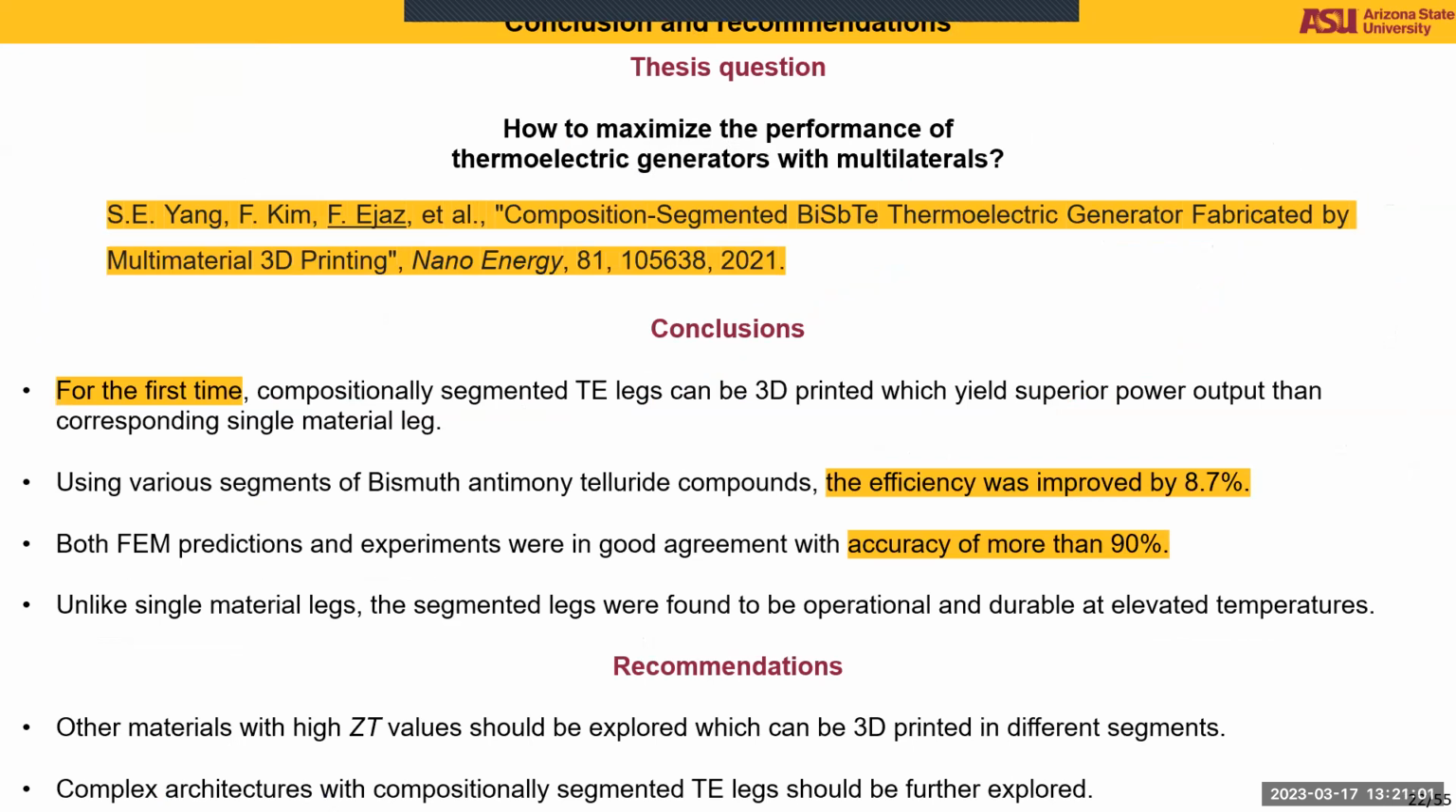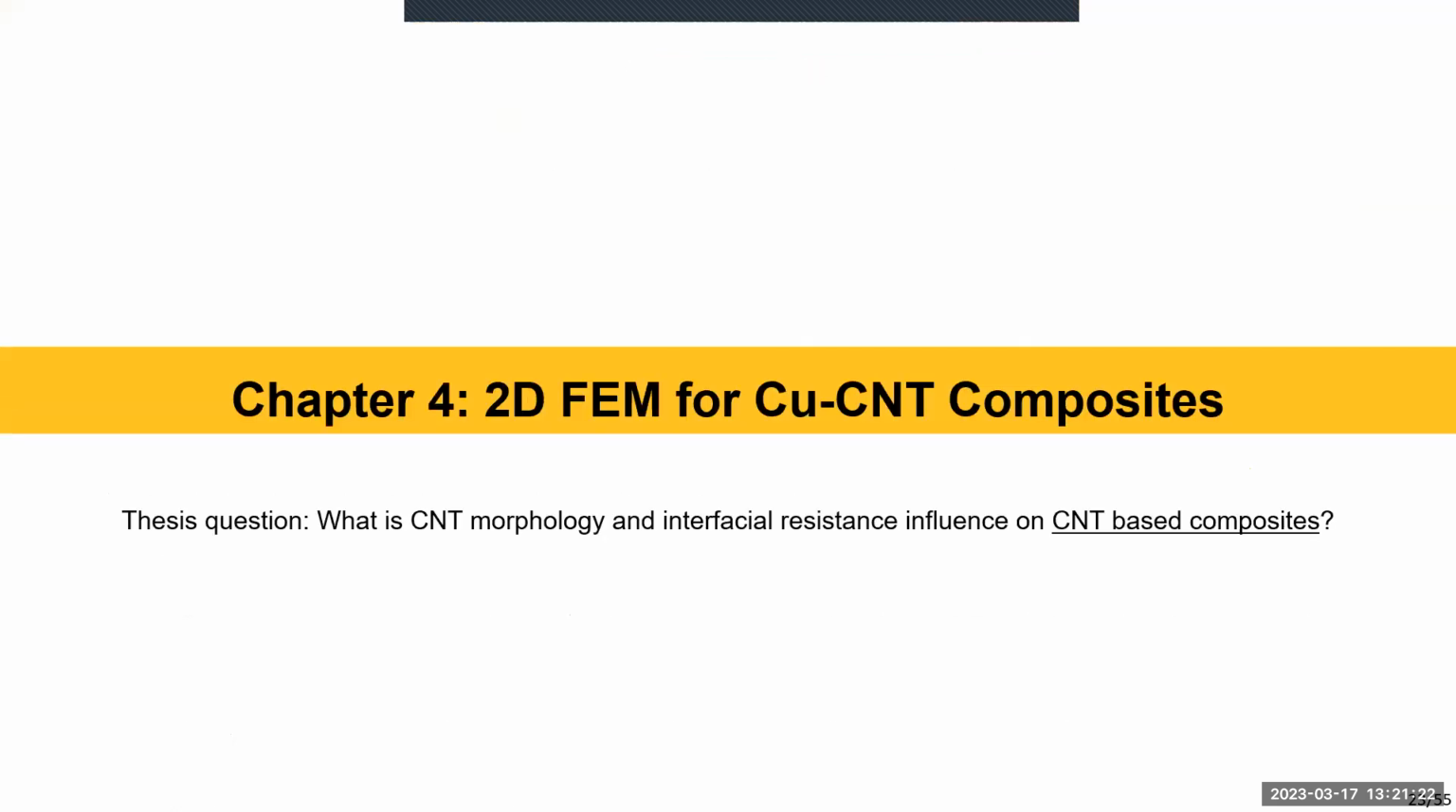So for our thesis question, how to maximize the performance of TE generators with multi-materials, we answered it with our publication in Nano Energy back in 2021. And in conclusion, we use 3D printing technique to fabricate segmented TE legs that provided us record high efficiencies of 8.7%. So the next chapter is regarding 2D FEM for copper CNT composites.